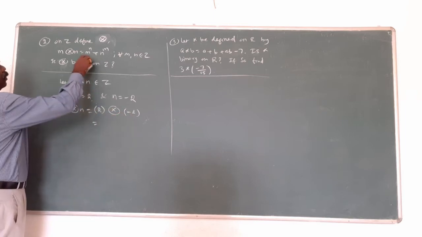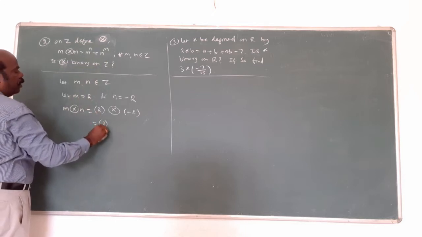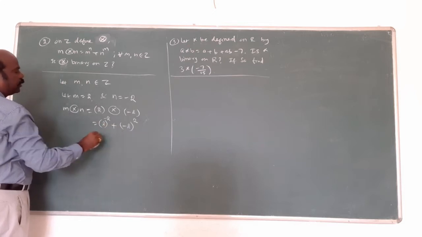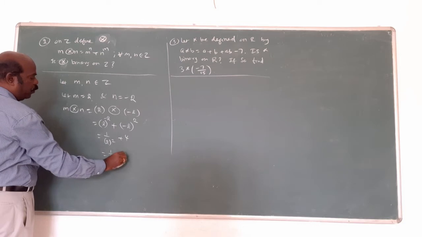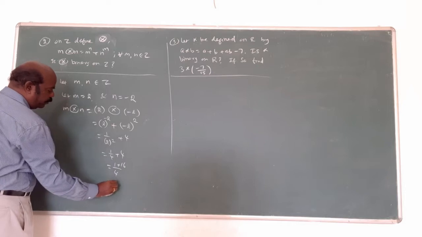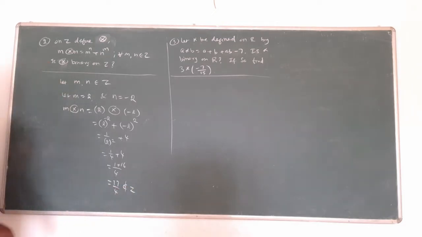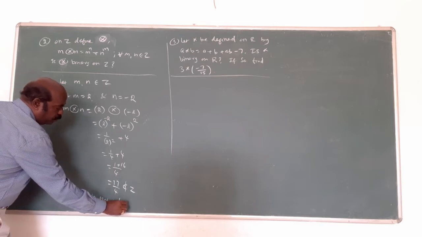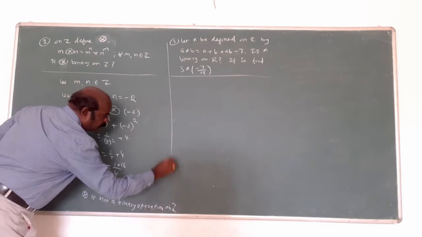Now substitute in the formula: first number power second number plus second number power first number. This is 2 power minus 2 plus minus 2 power 2. That is 1 by 2 square, which is 1 by 4, plus 4. 4 is the LCM: 1 plus 16, which is 17 by 4. This does not belong to Z. That's why this is not a binary operation on Z.